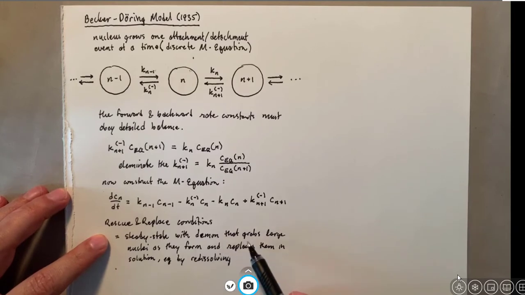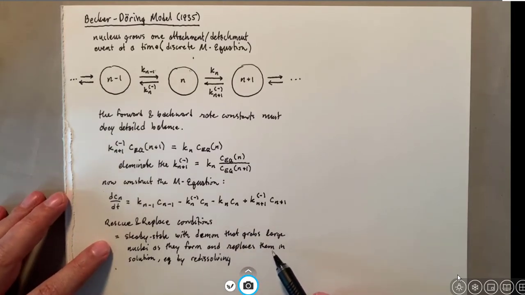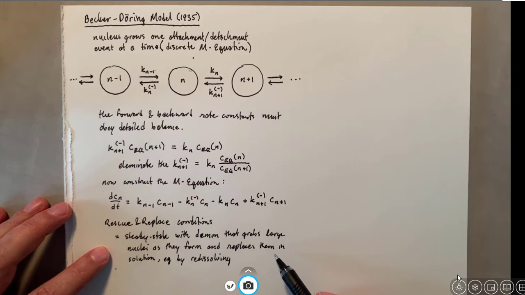So the rescue and replace conditions are a steady state construct where we imagine that there's some daemon that can grab large nuclei as they form, dissolve them, and replace them back into the solution. And what we're going to get then is a steady state flux.